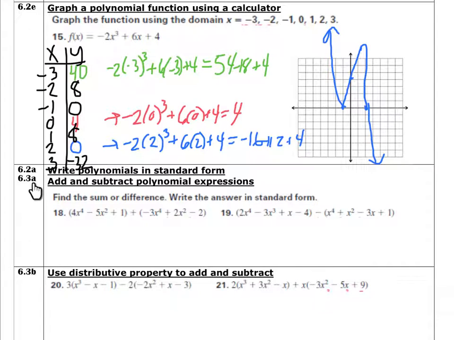6.2a and 6.3a want us to write polynomials in standard format, so that means the highest exponent first, and then add and subtract polynomial expressions. So number 18 wants us to add, 19 is subtract, and put the answer in standard form.